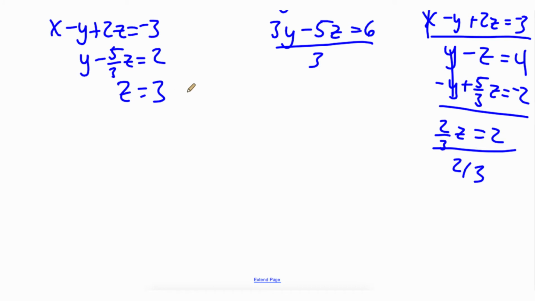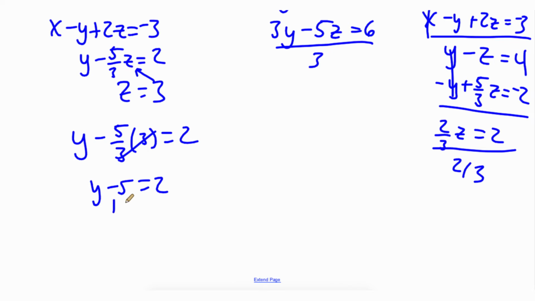Now from there, we need to work backwards in order to figure out what our y value is, so we're going to take the 3 and plug it into our next equation up. So we'll have y minus 5/3, plug in the 3 here, equals 2. Now these 3's are going to cancel out, so we've got y minus 5 equals 2. We'll have to add the 5 over to the right-hand side, so we end up with a y value of 7.